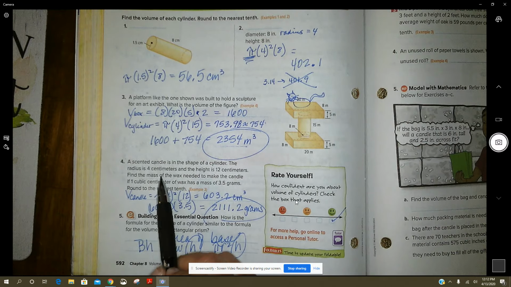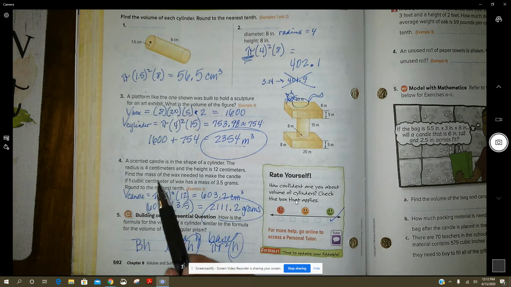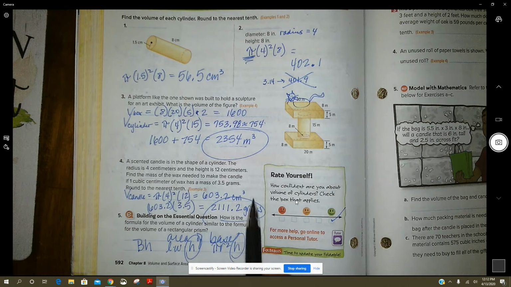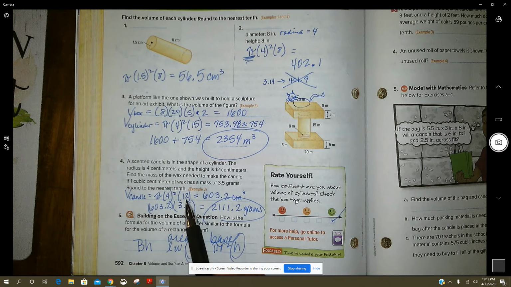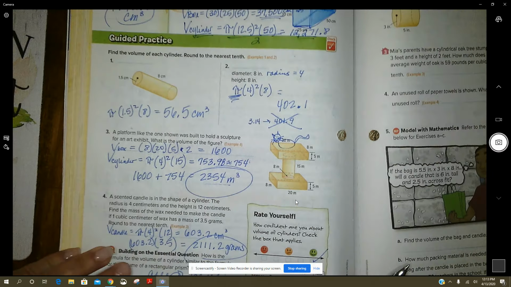Number 4, this was the scented candles. And so imagine if you're a candle factory, right? And you need to figure out how much these candles are going to weigh, how much mass is in them. You're going to have to be able to do this math, okay? And so here's our pi r squared h. And then we multiply by the 3.5, okay? All right, so I hope you got all of those correct. I'm feeling pretty good about it.